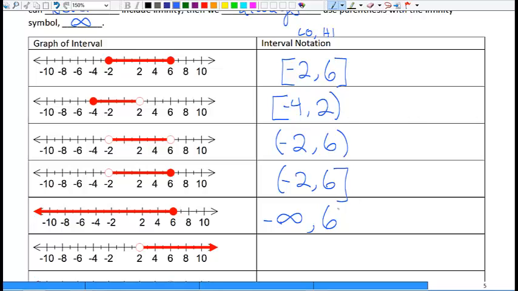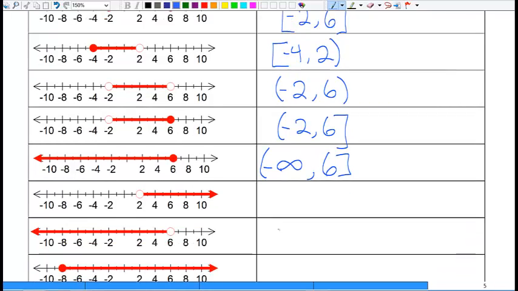So can I include the 6? I certainly can, so I use a bracket. Can I include infinity? Well, no, there's no way that you can ever include infinity in your endpoint, so you always use parentheses for infinities.